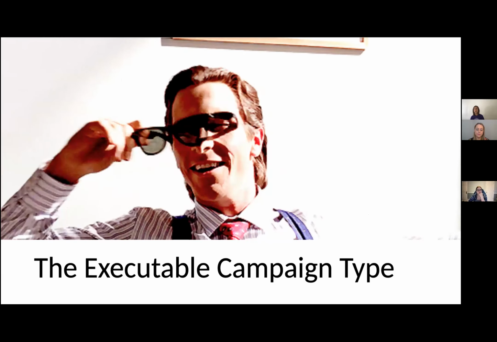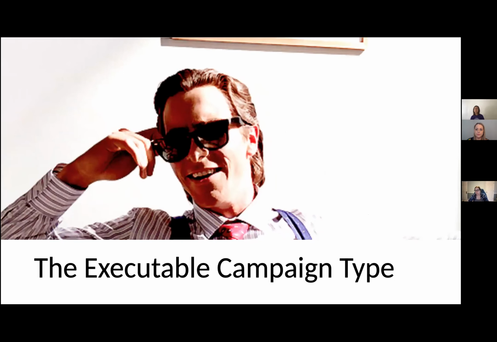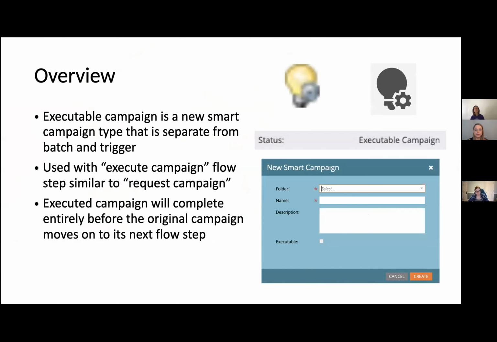So first, we're going to talk about the executable campaign type and what makes it unique. It's a new smart campaign type. It's separate from batch and trigger. So you'll notice it has a different icon. If you're in the old UI, it's a yellow light bulb with a little gear. Sorry, the picture's so fuzzy. It's just such a small icon. And then in the new UI, it is a gray bulb with a gear icon.